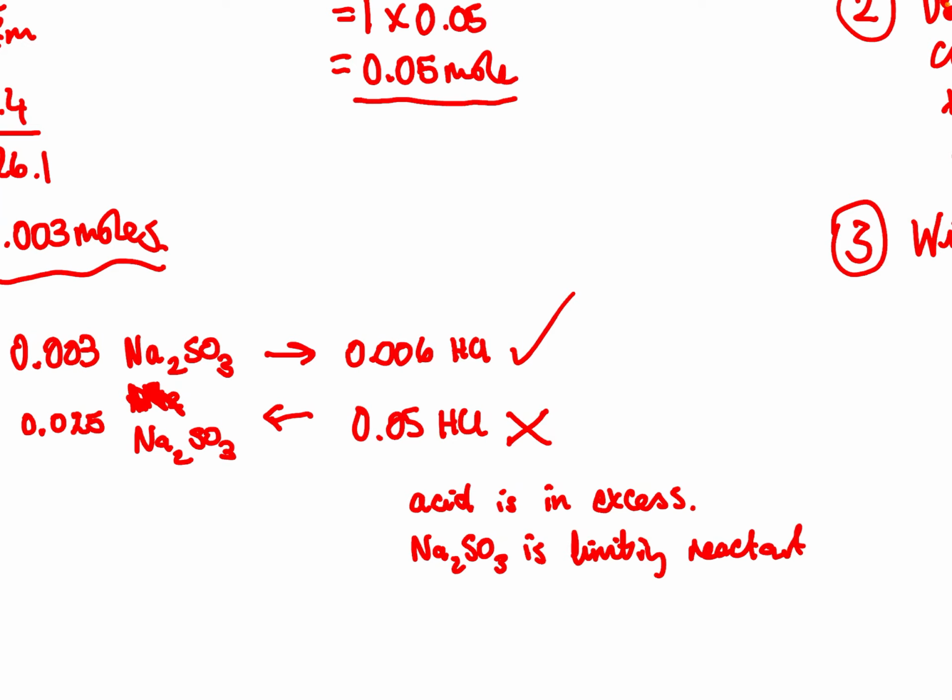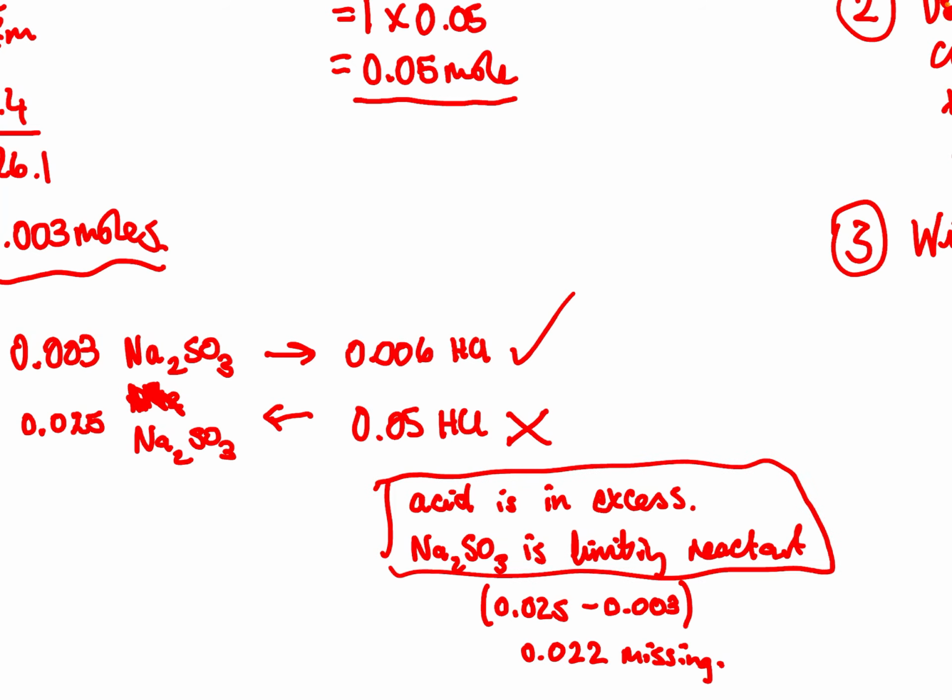And you could even, if you wanted to be specific, say by how much. So we are missing 0.025 take away 0.003, which is a difference of how much we are limited. So that would be 0.022 missing. So that's fine, you've said which one is in excess.